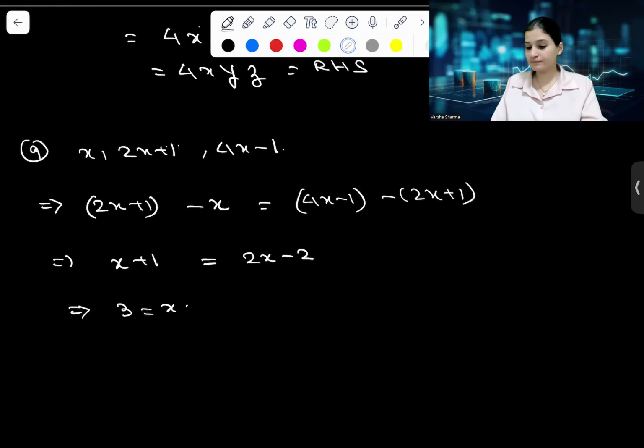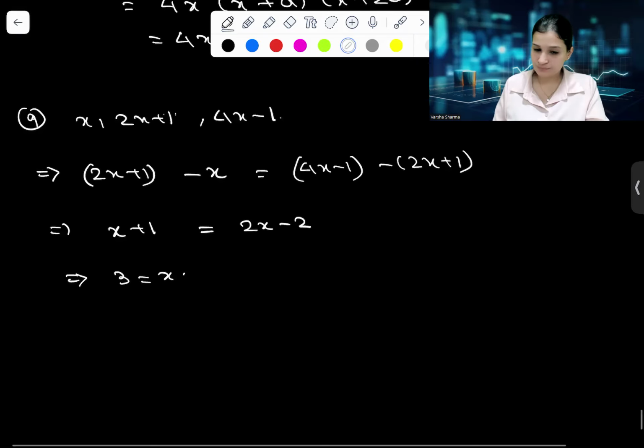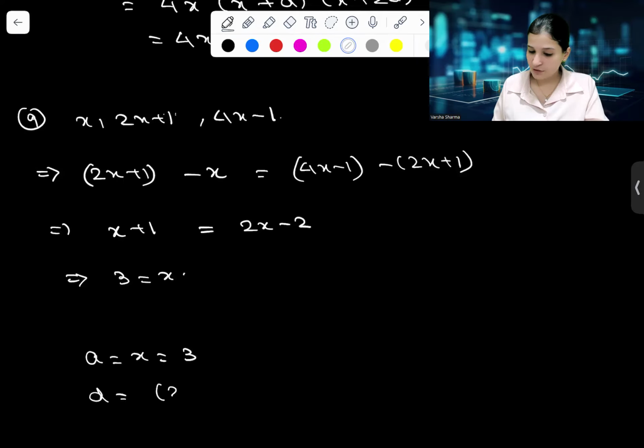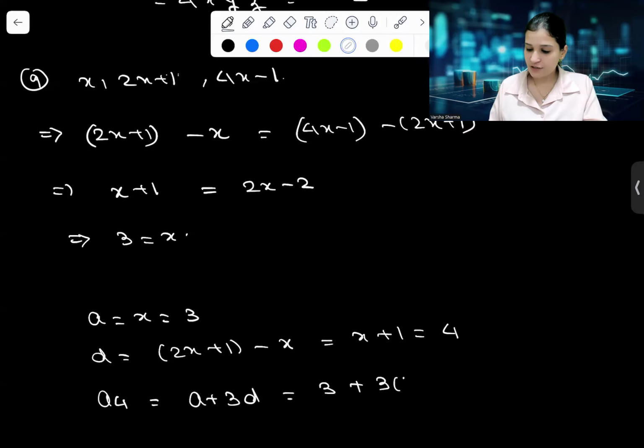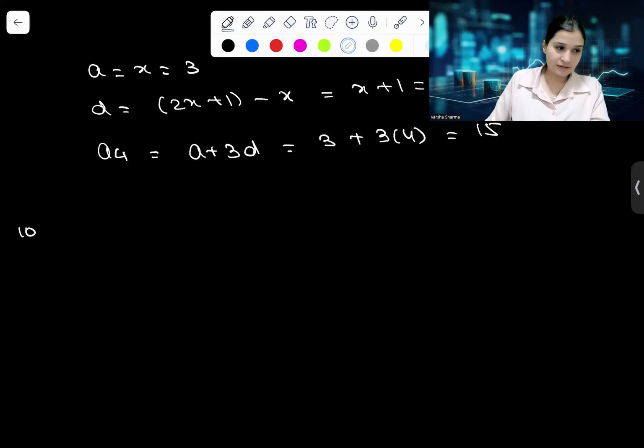What is the fourth term? So what are my terms here? First term is x, which is 3. Common difference is 2x plus 1 minus x, that is x plus 1. So common difference is 4. So the fourth term is a plus 3d, 3 plus 3 into 4, 15. The fourth term will be 15. Clear? Guys, clear? Yes, ma'am.